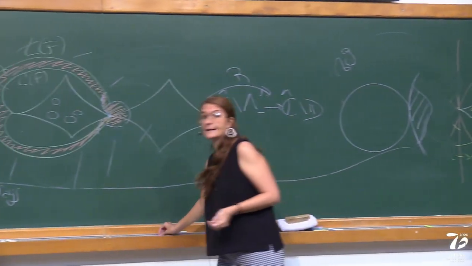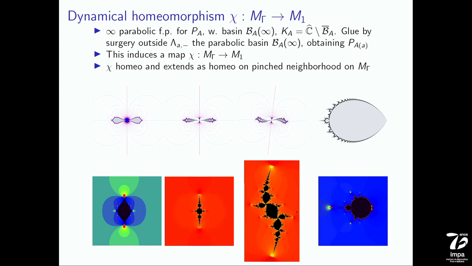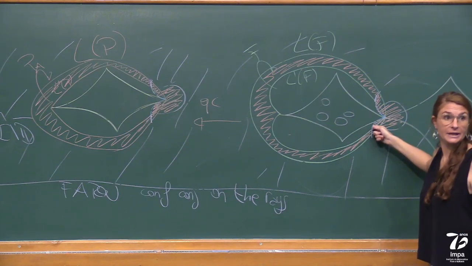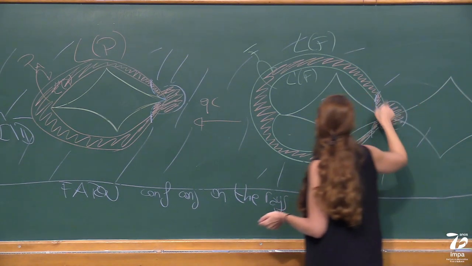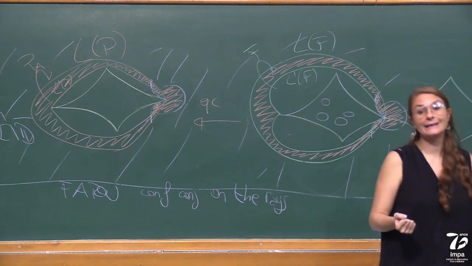Now, this clearly induces a map between the connectedness loci. And in order to prove that this map is a homeomorphism, you use standard techniques of holomorphic motion, Douady-Hubbard in Lyubich's formulation. The tricky part is to show that you have holomorphic motion. So you have to construct these orbit cycles to move holomorphically. And you need this neighborhood to be holomorphic and to have an angle.